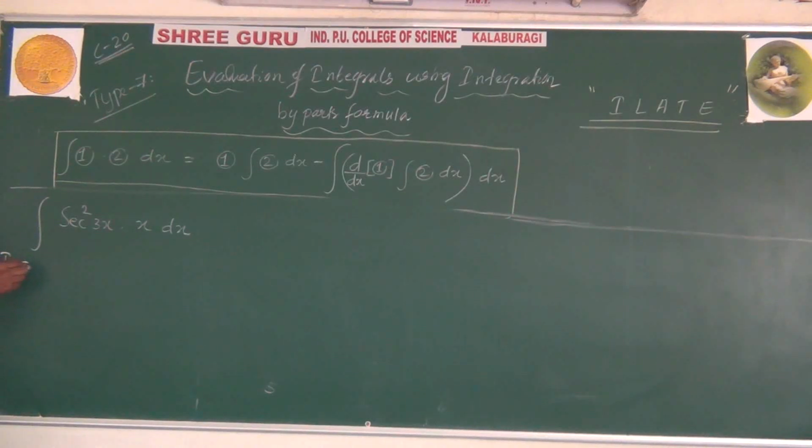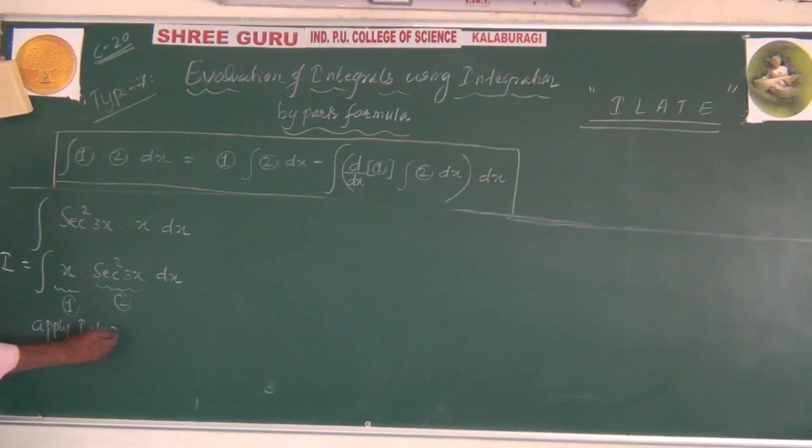Take I. Not only take I, rewrite. First write x because that is algebraic. Then write the trigonometrical function secant square. Writing the given problem as x into secant square 3x dx. Let us apply integration by parts with first function as x, second function as secant square 3x. Write the words: apply integration by parts.